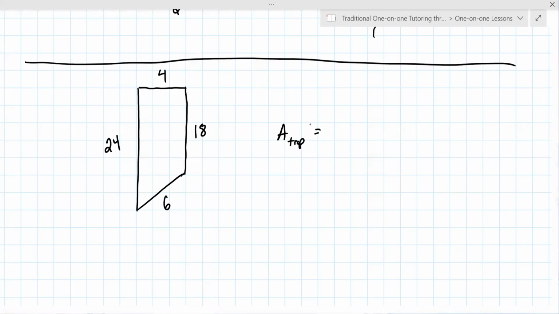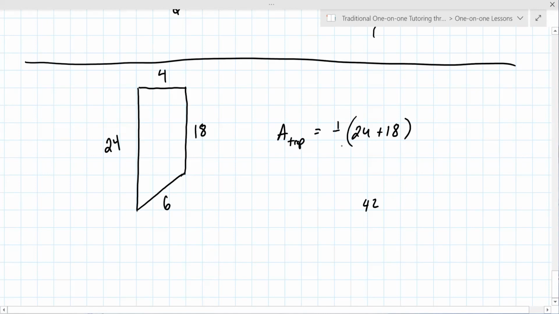I would do 24 plus 18, which is 42. Then I would do 42 times 4, because that's the straight line. And 6 doesn't matter. We don't need that.